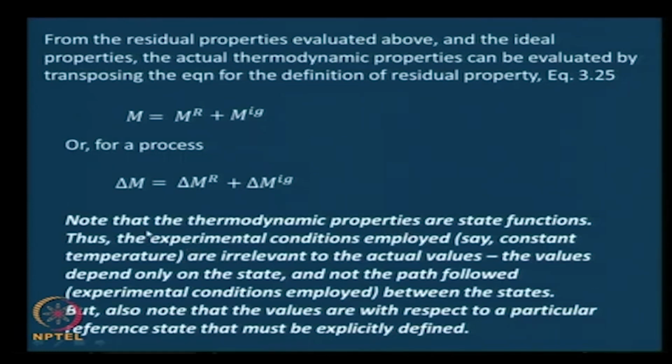and note that the thermodynamic properties are state functions. This is repeating the earlier argument, but in the context of this process. Thus, the experimental conditions employed, say constant temperature, are irrelevant to the actual values. The values depend only on the state and not the path followed, for example, the experimental conditions employed between the states. But also note that the values are with respect to a particular reference state, which must be explicitly defined. That we know right from the beginning, but it is good to remind ourselves from time to time, so that we do not forget it when we actually need to use it.